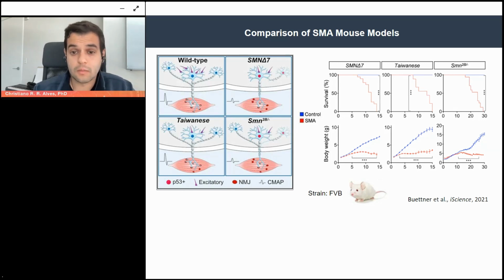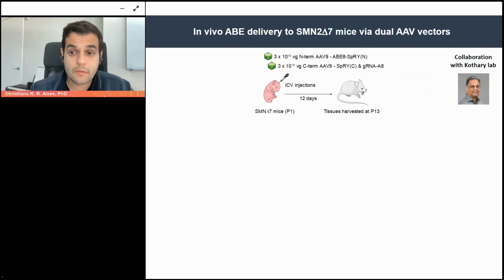So that said, we tried to inject these animals in the first day of life. We did this in collaboration with Rashmi Gupta's lab in Canada. We inject ICV, meaning that the distribution of the AAV would be mainly in the CNS, the central nervous system, and would reach the neurons. Then we look 13 days after, which is the time point that we can collect tissues from these mice.